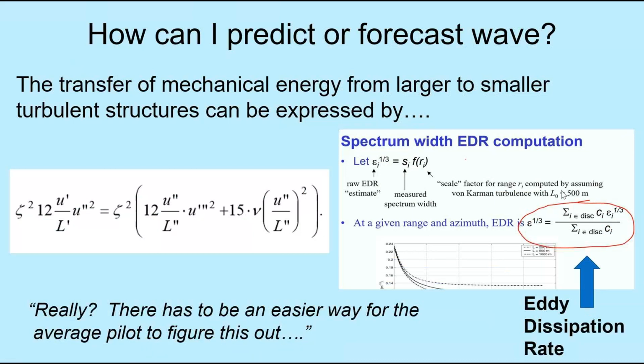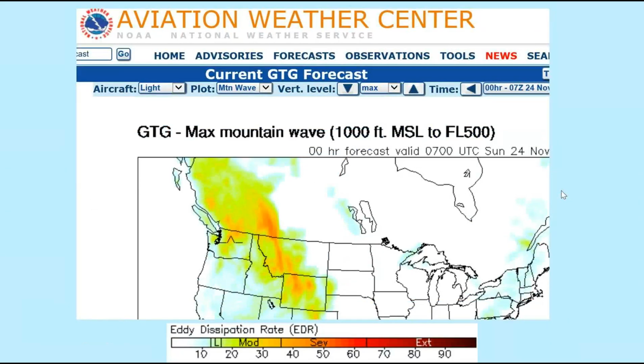So how do we predict or forecast wave? So class, for the next hour, we're going to break this equation down by each element and describe how to derive the eddy dissipation rate. And the class usually goes, "What? No, don't do that to us." So there's got to be an easier way for the average pilot to figure this out. So instead of us being required to know how to go through these equations, voila, we have one-stop shopping with the graphical turbulence guidance on the forecast on aviationweather.gov. What a beautiful thing. They even give you a color scale of eddy dissipation rate. All the math is done for you.